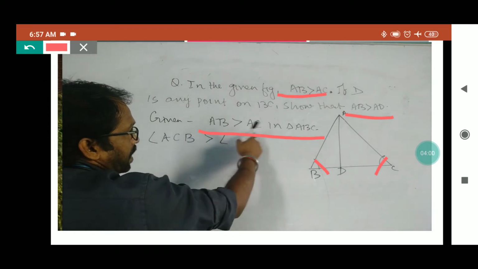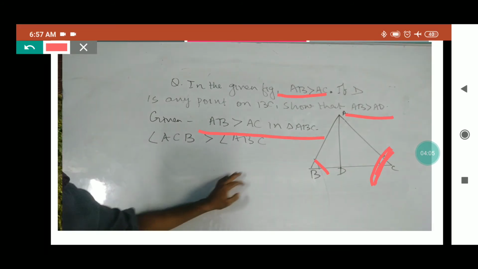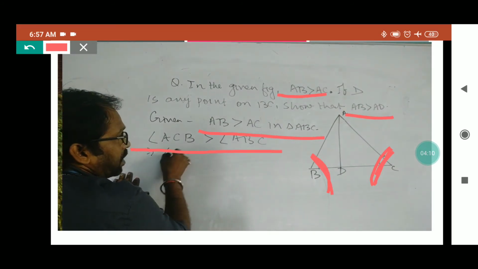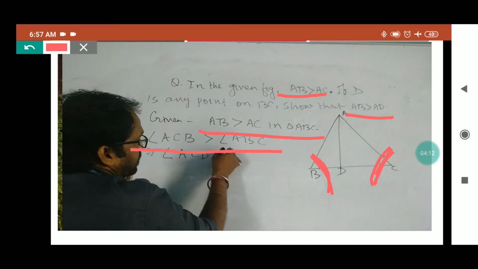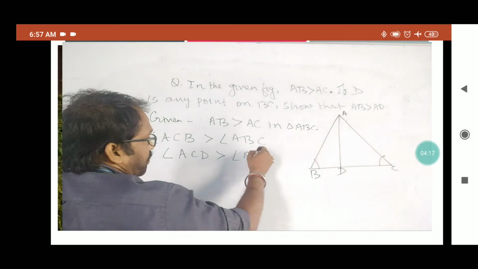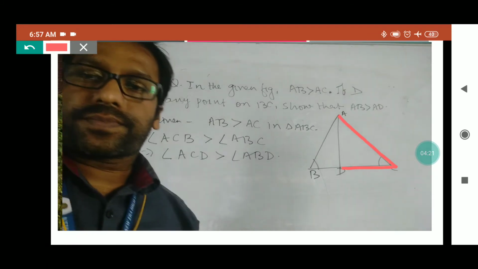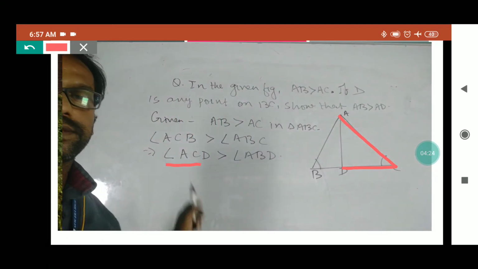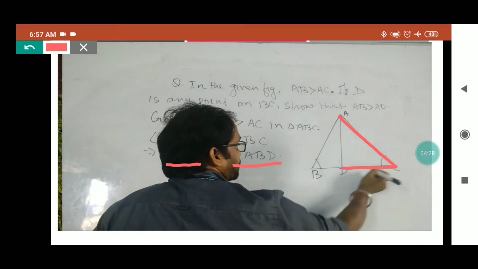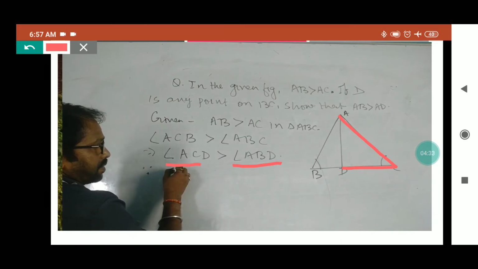So we can say that angle ACB is greater than angle ABC. See, I have written here: angle ACB is greater than angle ABC. Or we can say that ACB can be written as ACD, correct? See here. So ACD is greater than angle ABC, which can be written as ABD. So I have written that, correct? So angle ACD is greater than angle ABD.